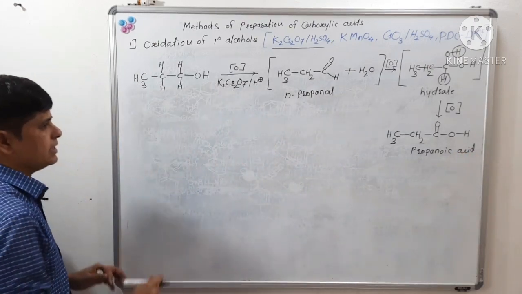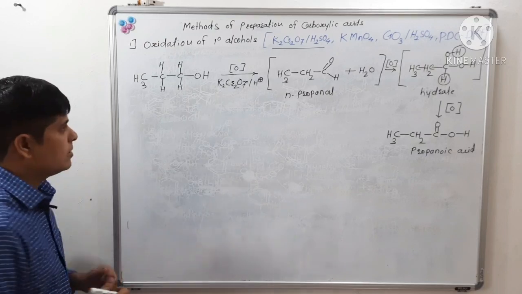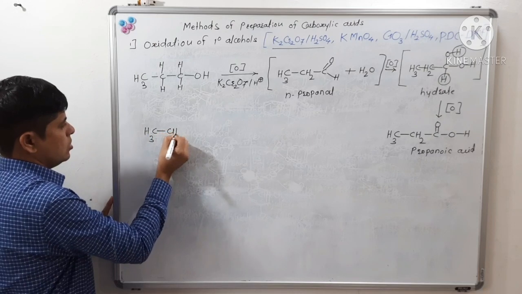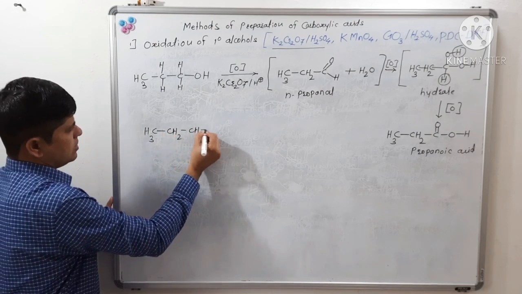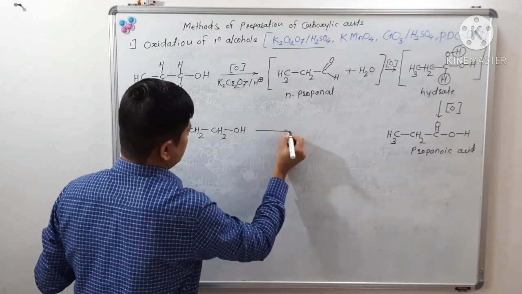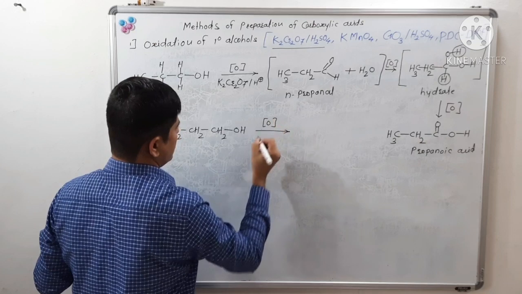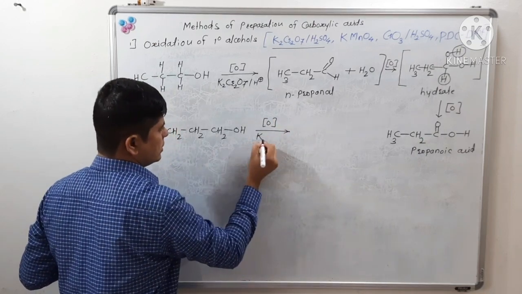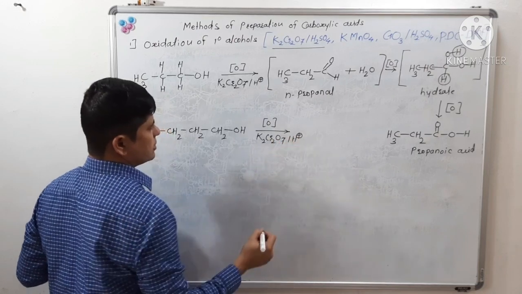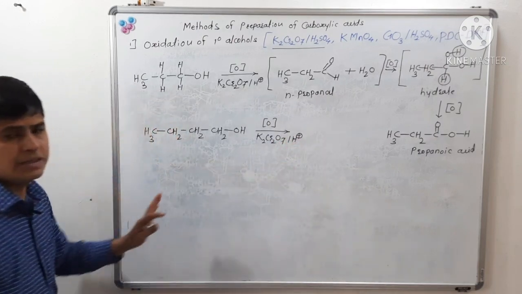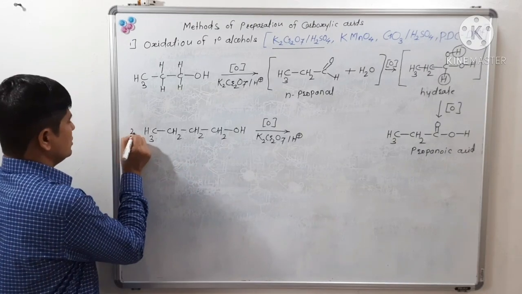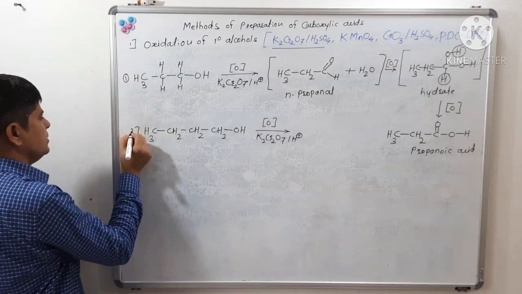Similarly, we can prepare any carboxylic acid. For homework, you can work out the oxidation of N-butanol by K2Cr2O7 in presence of concentrated H2SO4. What will you get? Just find it out as homework. This was the second example, and that was the first example.